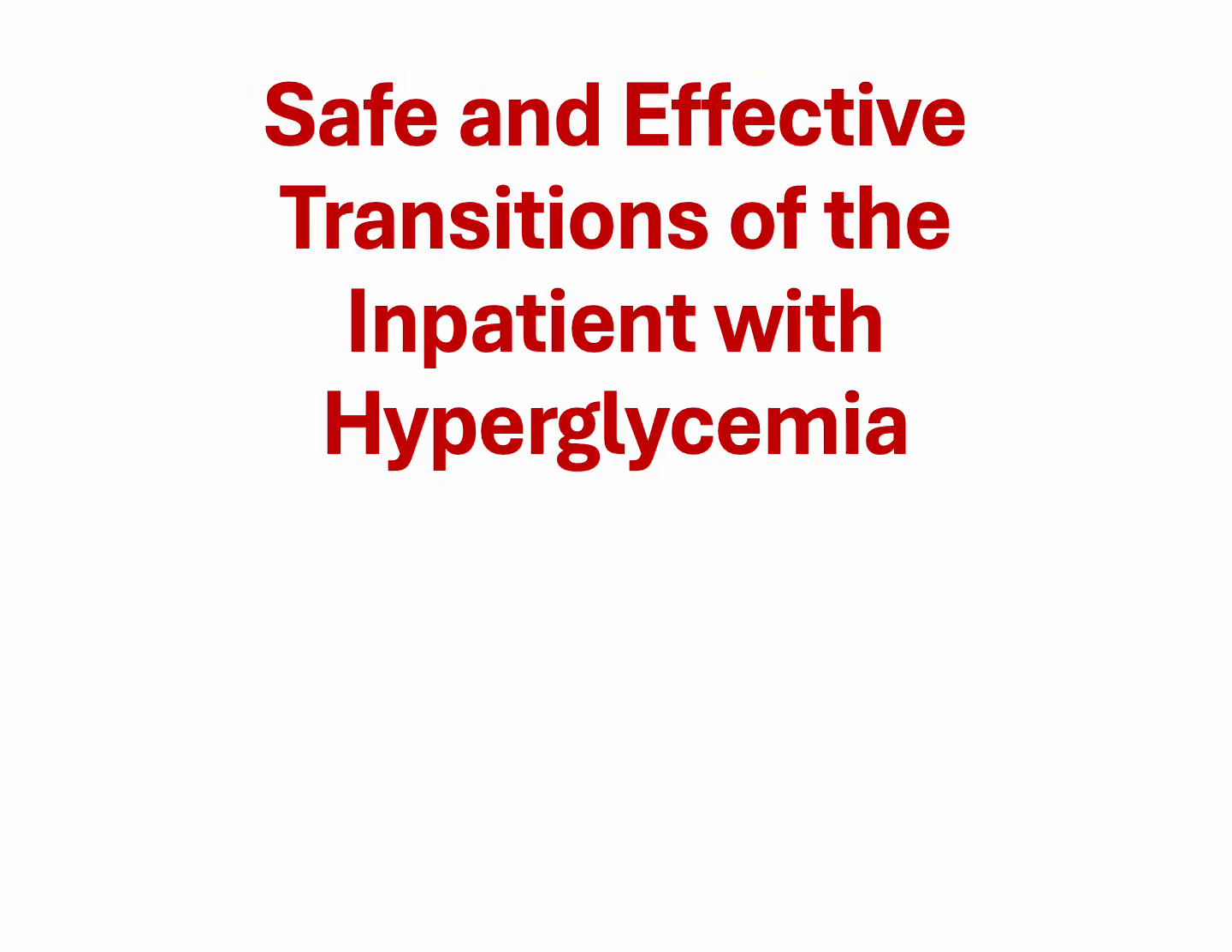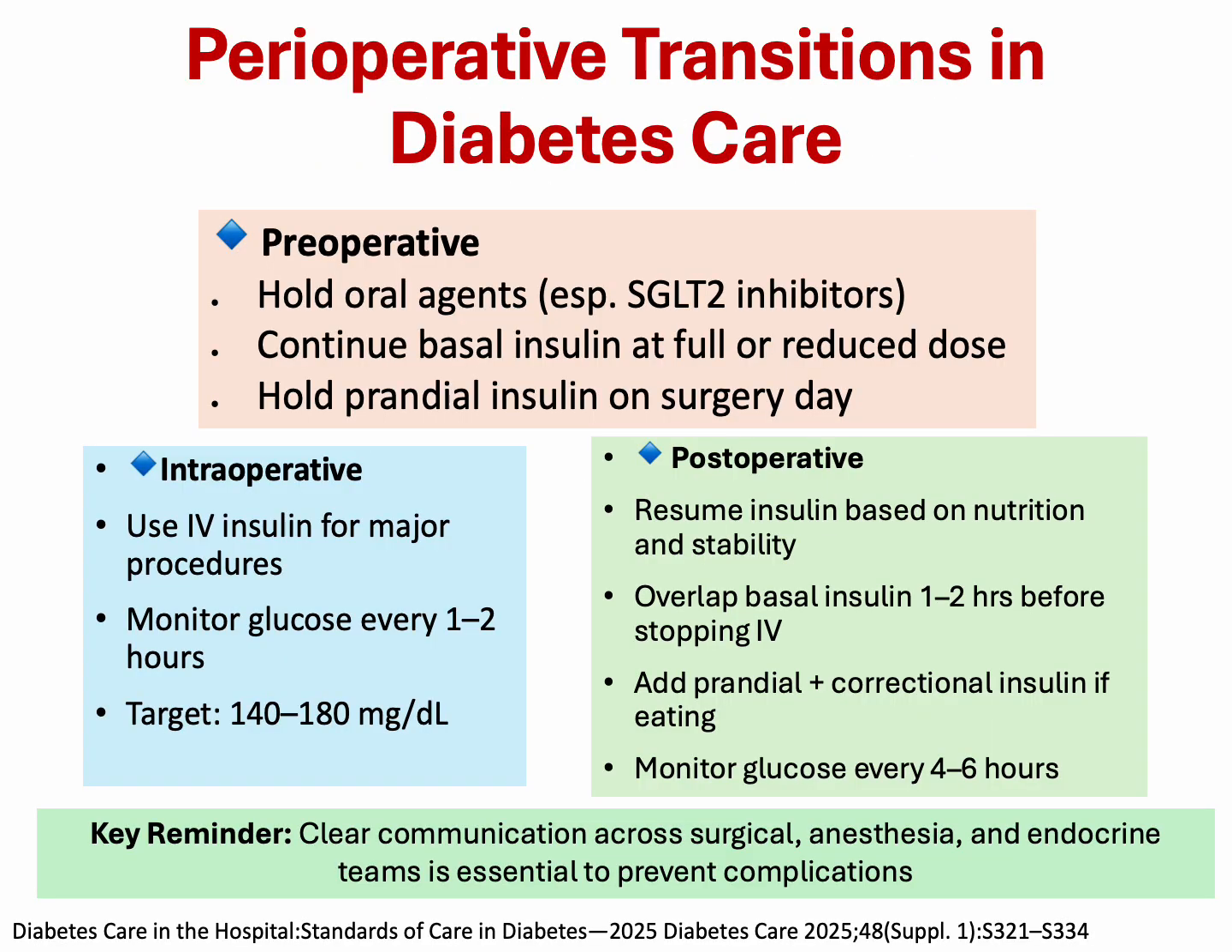So let's go now to safe and effective transition of inpatients with hyperglycemia. Let's start with perioperative transition in diabetes care. Now, managing diabetes around surgery requires careful insulin adjustment. Before surgery, hold oral agents and reduce basal insulin to prevent hypoglycemia.